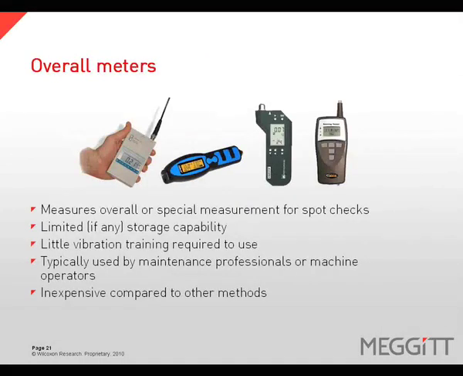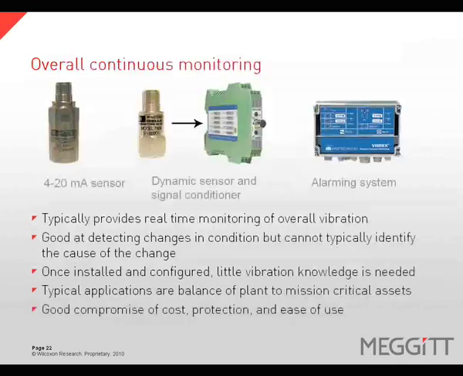Overall meters typically measure overall vibration or specialty vibration measurement for spot checks of equipment. They are typically limited in storage capacity. They require little vibration training or knowledge to be used, and typically are used by maintenance professionals or machine operators. They are considered inexpensive compared to other methods of monitoring.